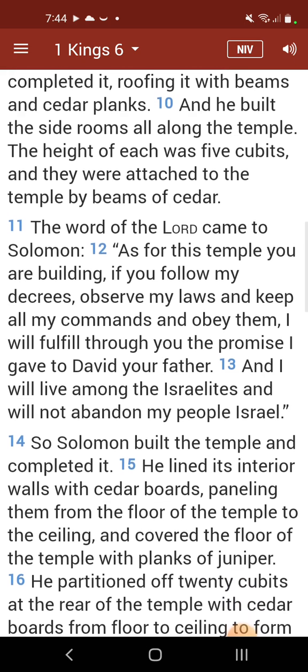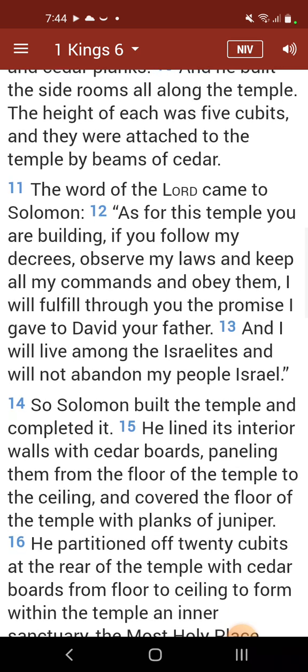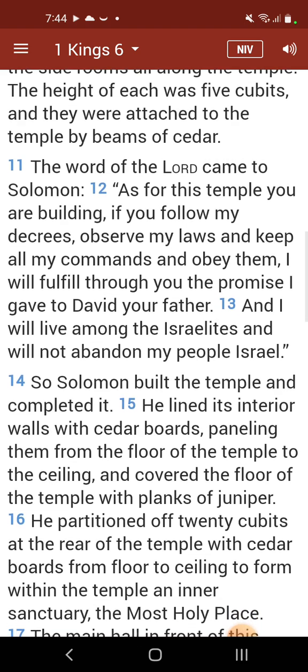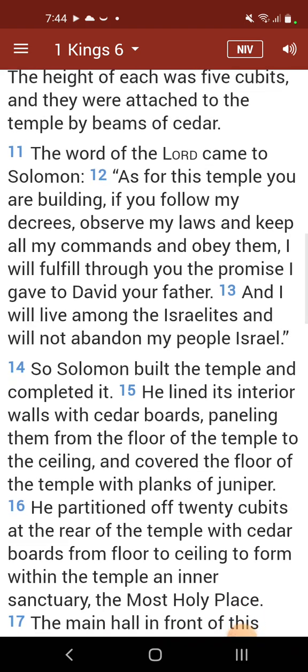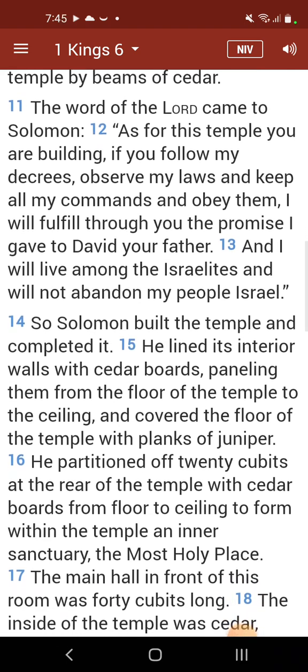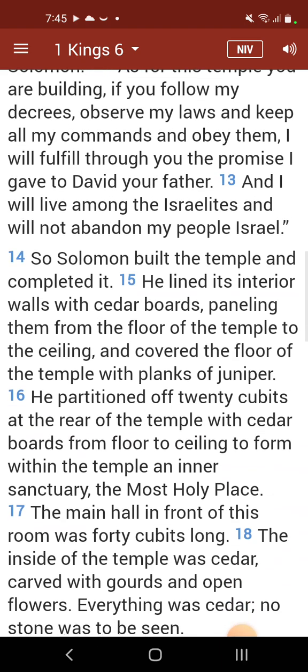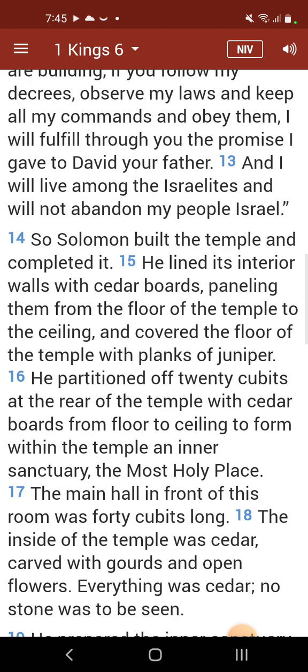The word of the Lord came to Solomon. As for this temple you are building, if you follow my decrees, observe my laws, and keep all my commands and obey them, I will fulfill through you the promise I gave to David your father, and I will live among the Israelites, and will not abandon my people Israel.